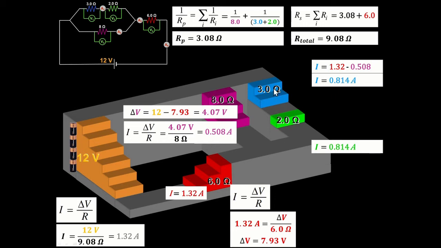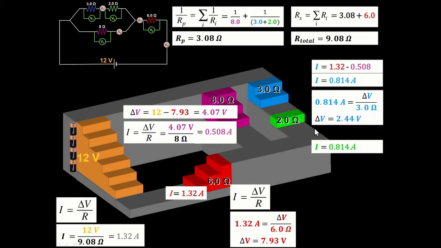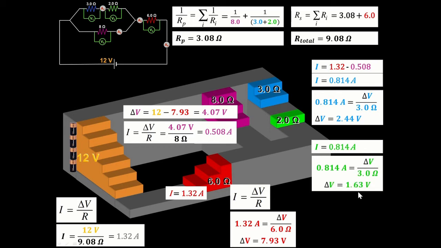Now that I know how much current is running through that resistor, current and resistance, I can solve for voltage. That was using Ohm's law. This is how much voltage that resistor gets. And then I'm just going to do the same thing for this one. I know how much current was running through that resistor, and I know its resistance, so current equals voltage divided by resistance. I solve for the voltage, and that's how much voltage this one gets.